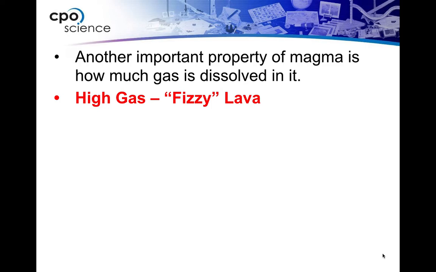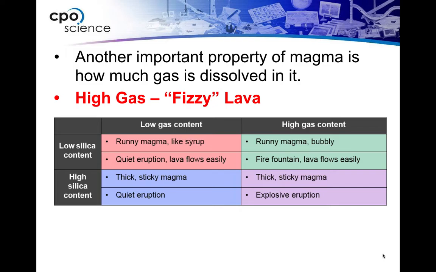Another property is how much gas is found in the magma. If the magma has a high gas content, it creates fizzy lava. So it's almost like, imagine a pop, you shake that pop up with all of the gas inside of it, you open it, poof, the lid explodes. Same thing happens with magma. If it has a high gas content, it makes it fizzy and it's more likely to have these explosive eruptions.